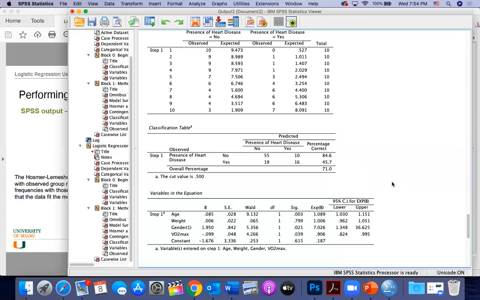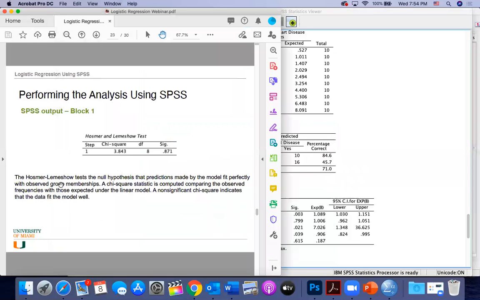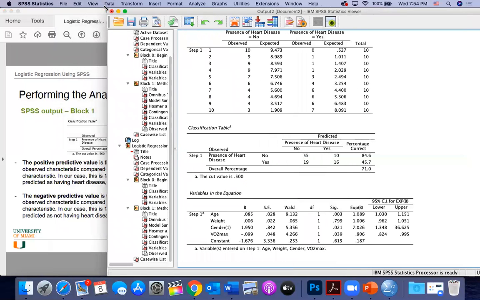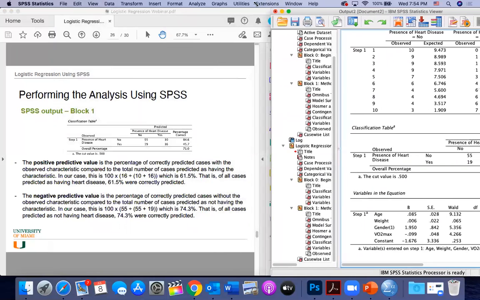Another two terms are the positive predictive value and the negative predictive value. So let me share this with you in order to make it easier for you to look at the table and what I'm talking about.